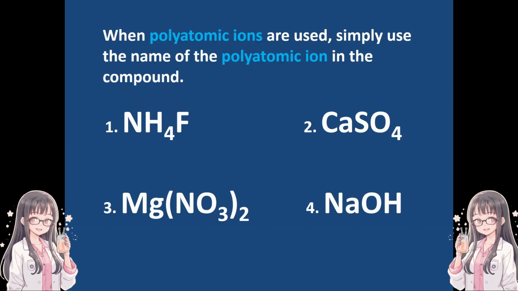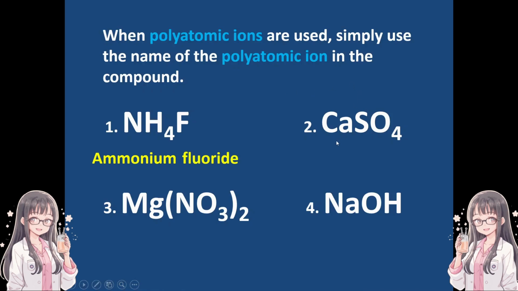Now, when polyatomic ions are used, simply use the name of the polyatomic ion in the compound. So it will be combined with either a metal or a non-metal. If it is combined with a non-metal, you write first the polyatomic ion and then next will be the non-metal. So NH4, if you go back to the reference sheet, is named ammonium. And then F is a non-metal. Again, the rule is it should end in IDE. So fluorine will become fluoride.